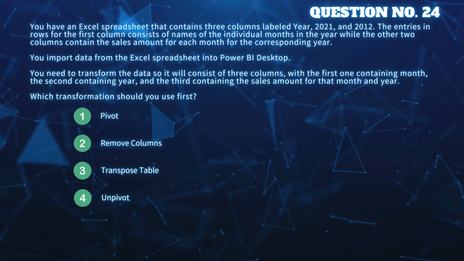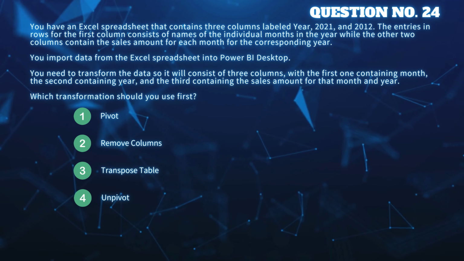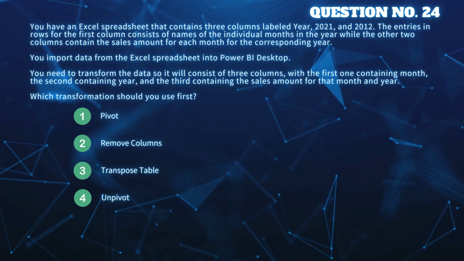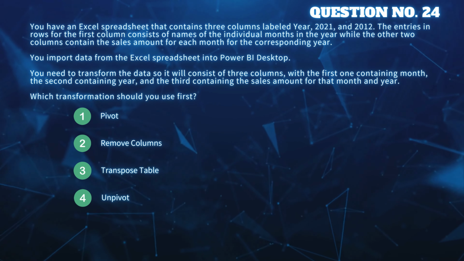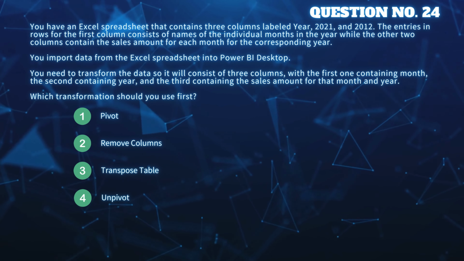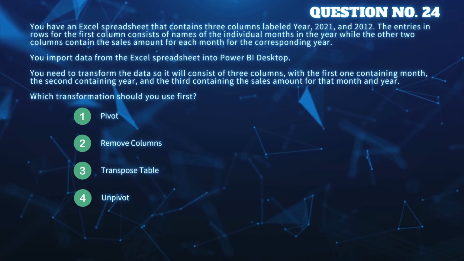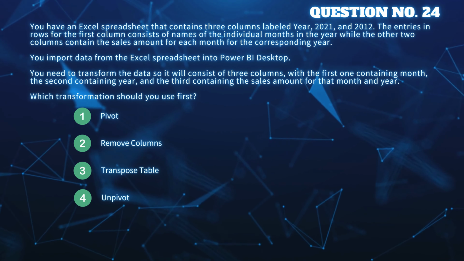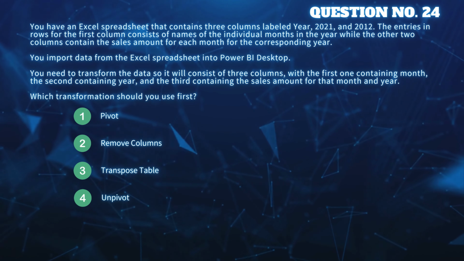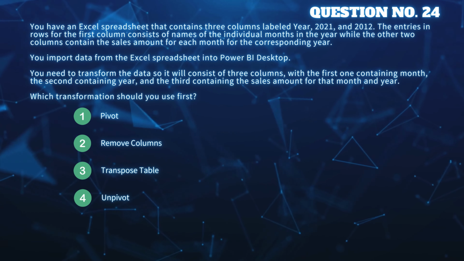You have an Excel spreadsheet that contains 3 columns labeled Year, 2021, and 2012. The entries in rows for the first column consist of names of the individual months in the year, while the other 2 columns contain the sales amount for each month for the corresponding year. You import data from the Excel spreadsheet into Power BI Desktop. You need to transform the data so it will consist of 3 columns, with the first one containing month, the second containing year, and the third containing the sales amount for that month and year. Which transformation should you use first?